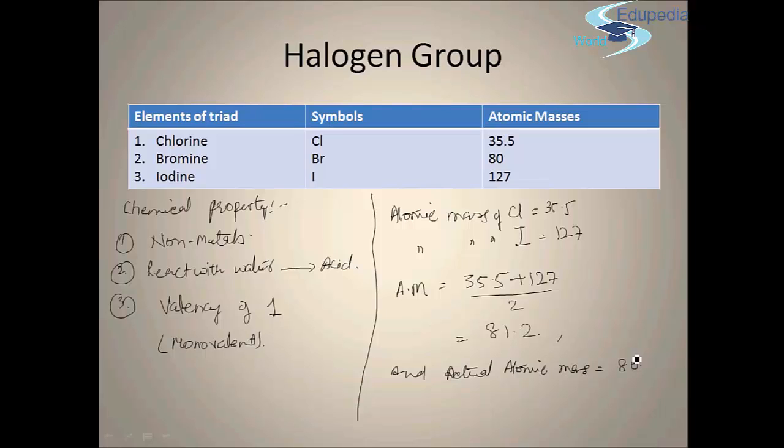So friends, please note here also that these three elements we call the halogen group. Why? Because they form salts, that is, they react with metals to form salts. Halo means salt, gen means producer.